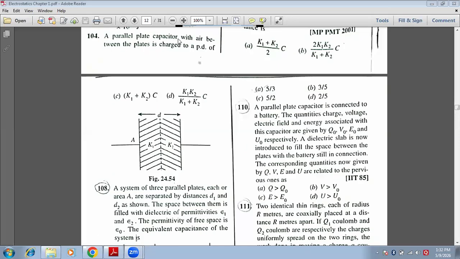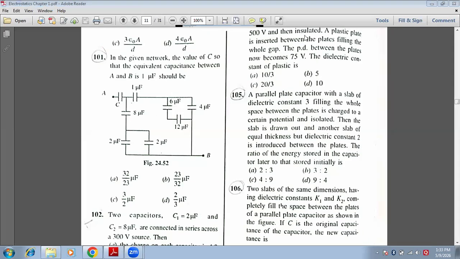A parallel plate capacitor with air between the plates is charged to a potential difference of some volts and then insulated. A plastic plate is inserted between the plates, filling the whole gap. The potential difference between the plates now becomes 75 volt. The dielectric constant of plastic is: option A, 10 by 3; option B, 5; option C, 20 by 3; option D, 10. Correct answer: option C, 20 by 3.